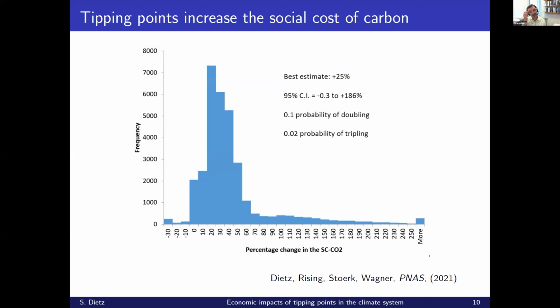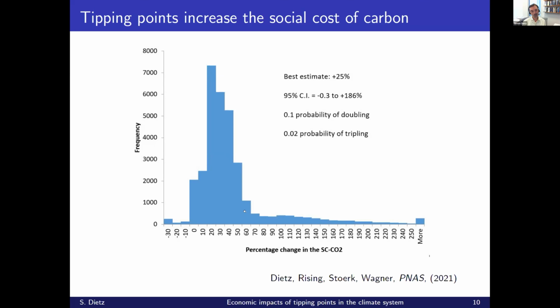So our best estimate, based on the literature we synthesized, was that climate tipping points would increase the social cost of carbon by 25%. But you can also see that the distribution is wide and has a long right tail. So we estimated a 10% probability that the social cost of carbon could be doubled as a result of climate tipping points, and a 5% probability that it could be tripled. So if your base social cost of carbon is 200, then our best estimate is it goes up by another $50. There's a 10% chance it could be 400, and a 5% chance it could be 600.